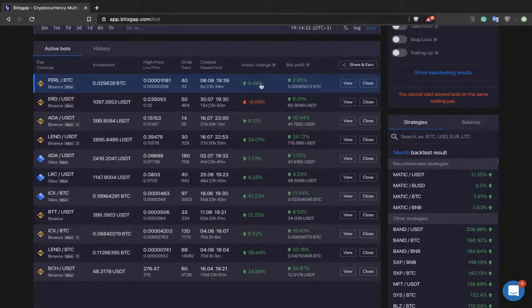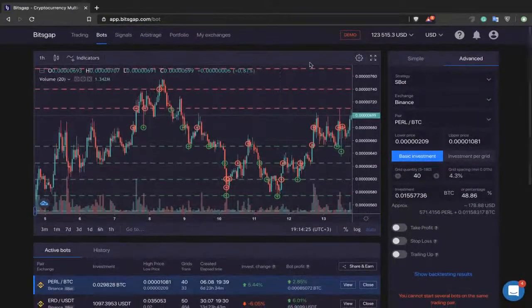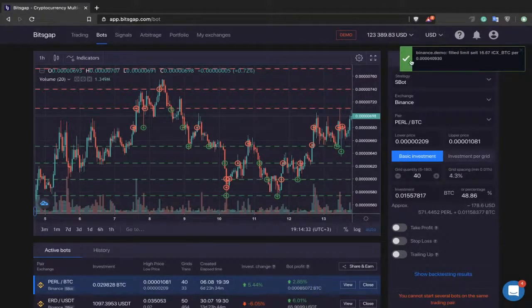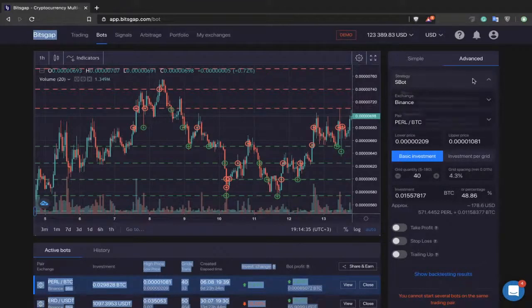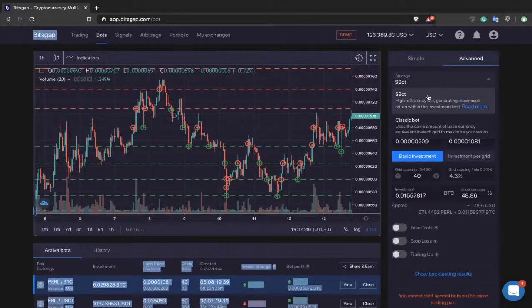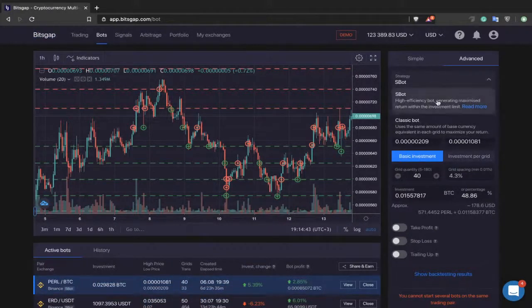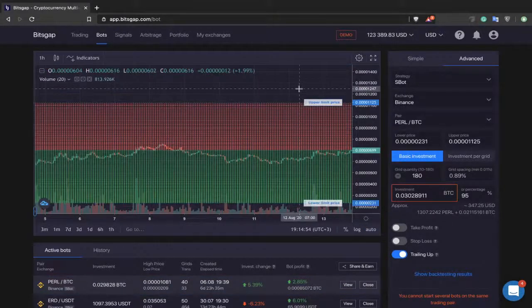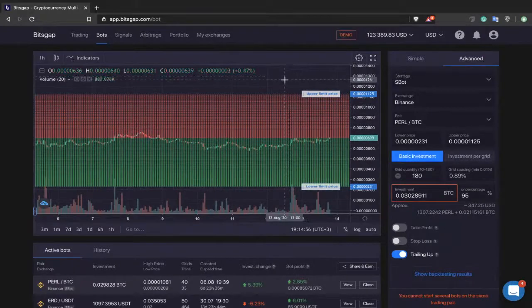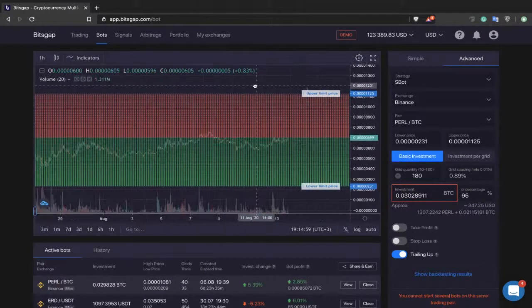differences in the percentages. So on the right side you have this panel, and you see automatically I am in the advanced mode already. So you see I have this option to choose an Asbot strategy or the classic bot. So for the Asbot we have what we call the highest frequency trading algorithm, and if I switch to Asbot, you see it automatically defines the trading range for me.